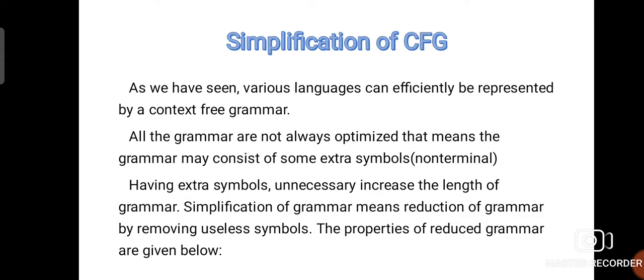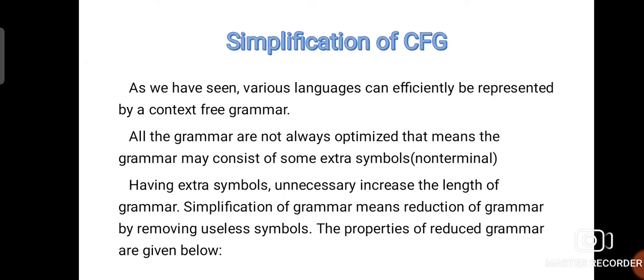Now let us see what is meant by simplification. Normally, the various languages can be efficiently represented by the context-free grammar. So grammar is used to derive a string. But sometimes not all the grammars are optimized. That is, the grammar may consist of some extra symbols, some extra non-terminals. These extra non-terminals unnecessarily increase the length of the grammar. So we need to reduce or eliminate these kinds of unnecessary non-terminals.